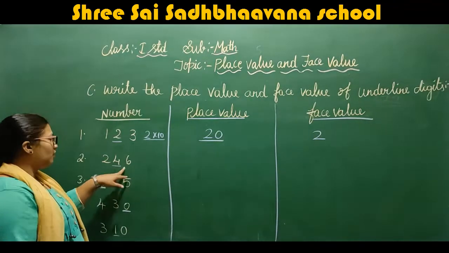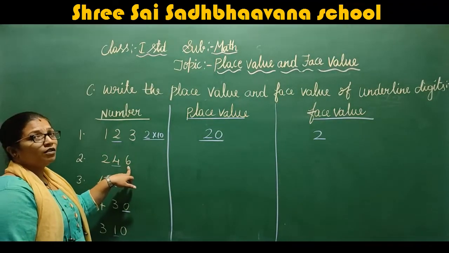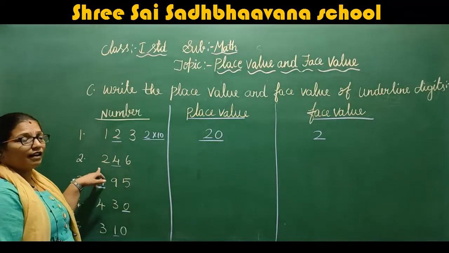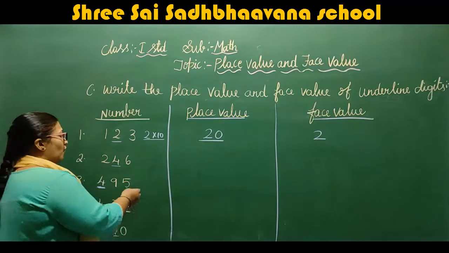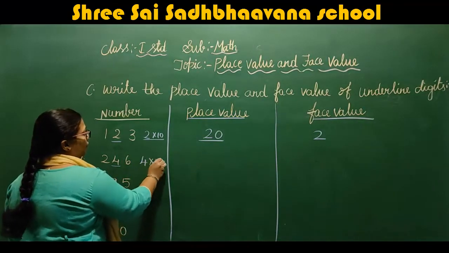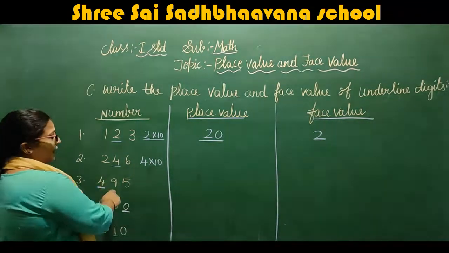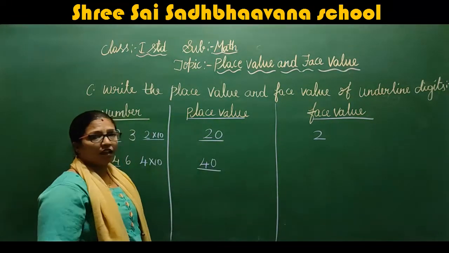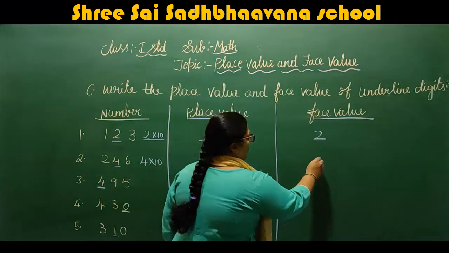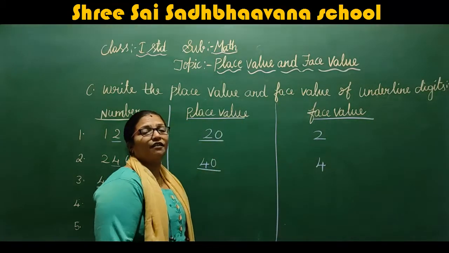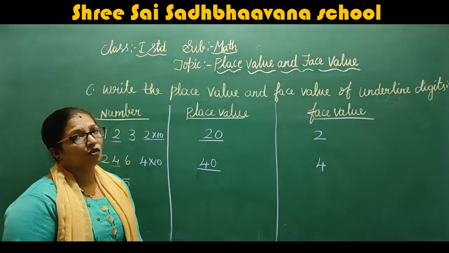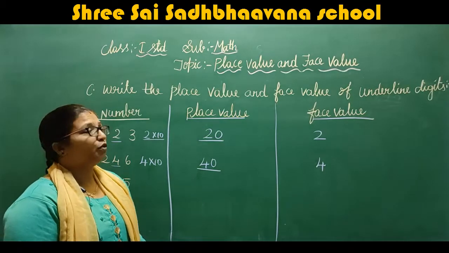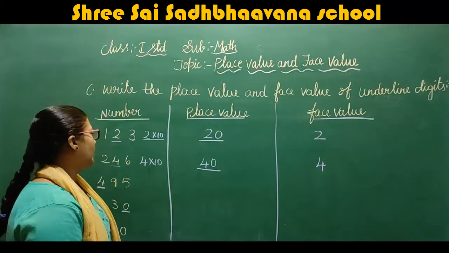4 is underlined. So 6 is in the ones place, this is in the tens place, this is in the hundreds place. So what is the place value of 4? 4 into 10, since it is in the tens place. So the place value will be 40. The face value will be 4 itself. Is it changed? No. The position's value will not change in face value. Only place value changes.